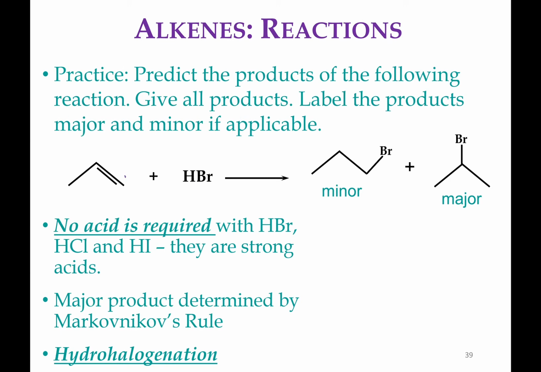So here we have 1, 2, 3. We have propene. You don't need to write the 1, because no matter where I put it, it's going to be 1-propene. You don't need a number till there are 4 carbons. So here we would have 1, 2, 3. We have 1-bromopropane is our minor. And here we have 1, 2, 3. We have 2-bromopropane as our major.